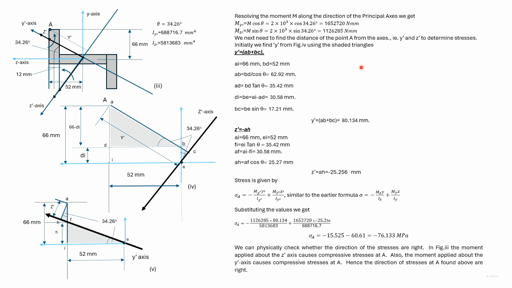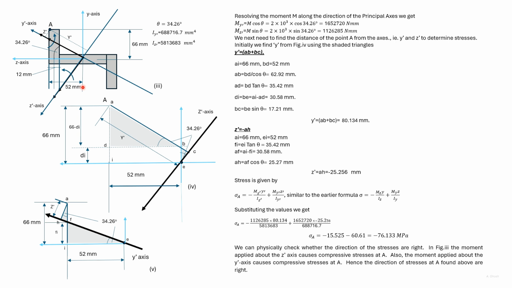When the Z axis is 90 degrees counterclockwise to the Y axis, we have given stress by this formula. Here also the Z dash axis is 90 degrees counterclockwise to the Y dash axis. So the stress here is given by this formula with Y dash and Z dash in place of Y and Z in this formula. For the point A, we have found out Y dash and Z dash, and so we can find out the stress at point A.